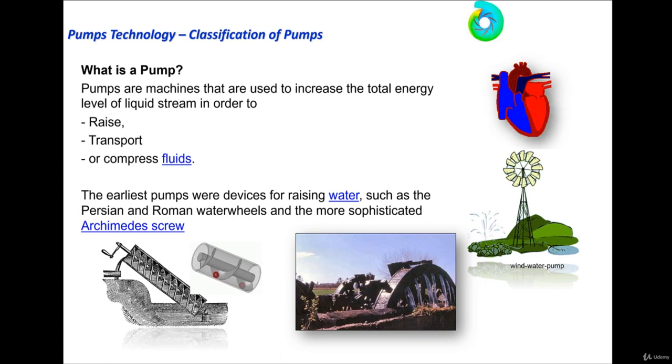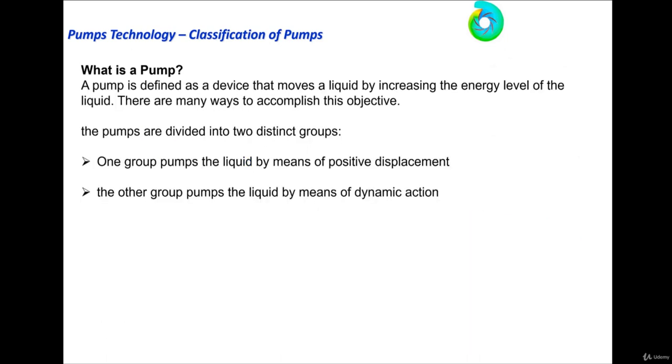As we know, the heart is a type of pump. The way the heart works is as a positive displacement pump, and we'll discuss why the heart is positive displacement and not any other type of pump. So a pump is a device that moves liquid by increasing the energy level of the liquid. There are many ways to accomplish this objective.